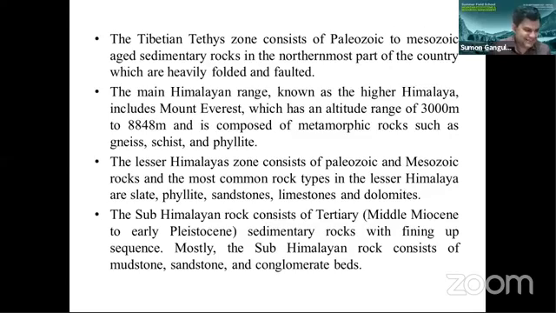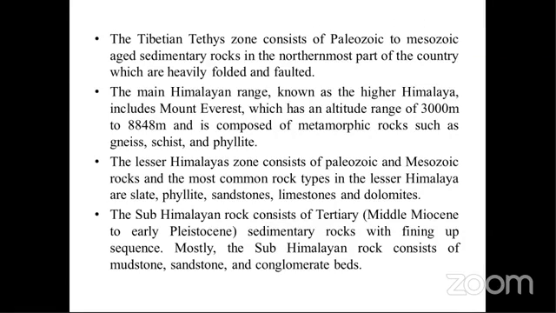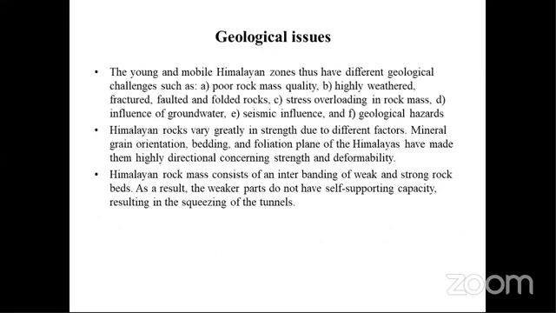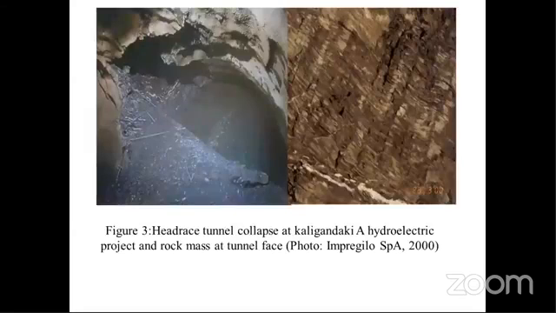Then the lesser Himalayan zone consists of phyllite, sandstone, limestone, and dolomite, and so on. The sub-Himalayan consists of mudstone, sandstone, and conglomerate beds. Okay, now talking about the geological issues in this Himalaya, due to the poor rock, highly weathered rock, stress overloading in the rock mass, influence of the groundwater, and seismic influence, geological hazards and different issues arise in the Himalaya. So I have compiled some issues.